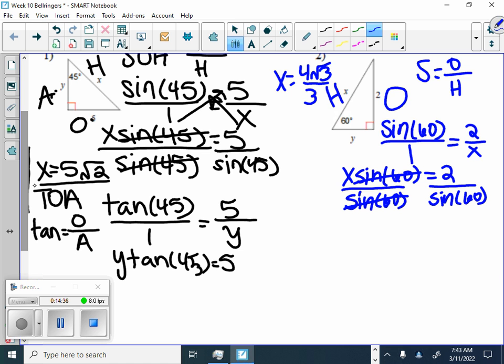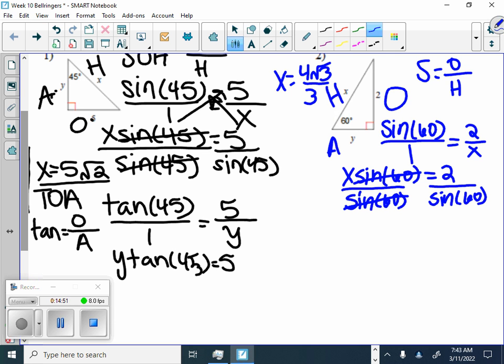Alright? Now to figure out y, how does y relate to 60? It's adjacent. Okay? You don't want to use your hypotenuse here, because 4 square root of 3 over 3 is wrong. Then y is going to be wrong. So you want to go back to that 2.